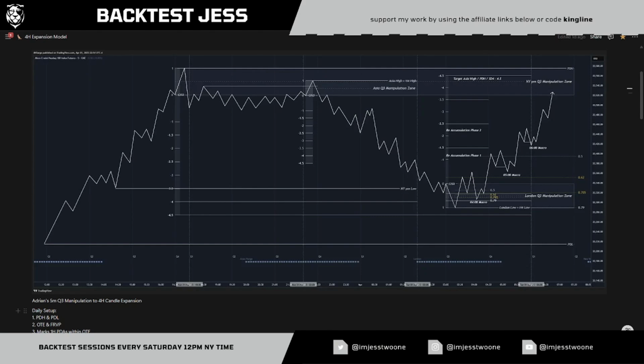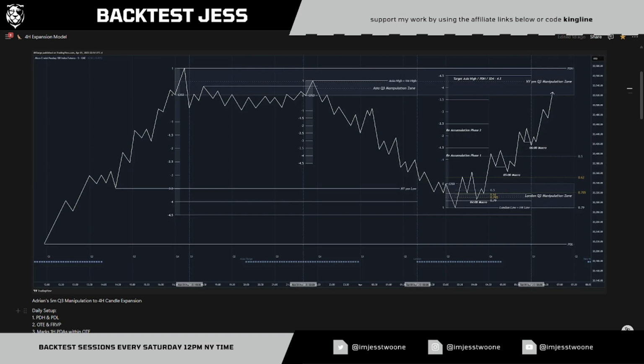All right, so the rules are as follows, or the way we approach this are as follows. We have a previous day high, we have a previous day low, we mark those, and then we mark OTE, which stands for optimal trade entry, within that daily range expansion. So if the previous day closed bullish, we're marking OTE bullish. If the previous day closed bearish, we're marking OTE bearish.